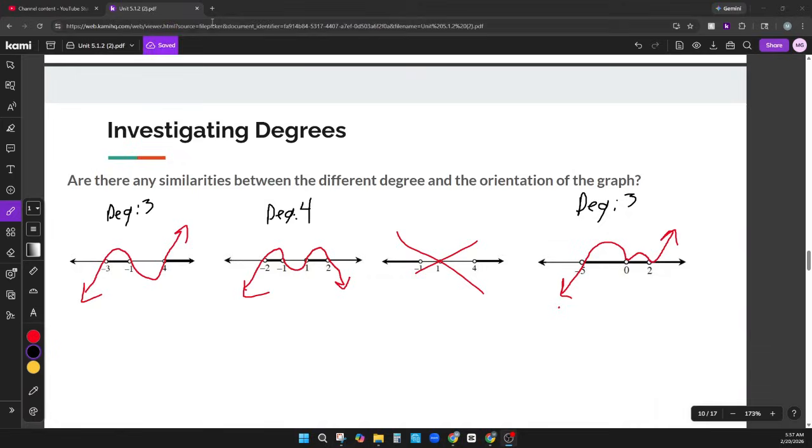But what I want to ask you next is, are there any similarities between the different degrees? So we have two degree 3s and we have one degree 4. Are there any similarities or differences that you notice between the degree and the kind of orientation we get in the graph? Orientation just being the direction that the graph goes. Pause and take a moment and see if we can make any connections between what's going on.